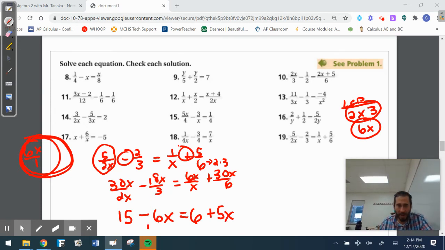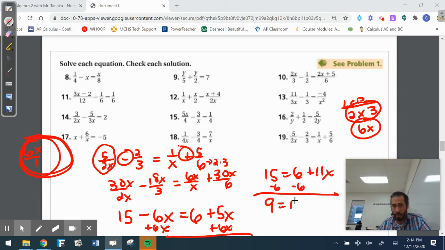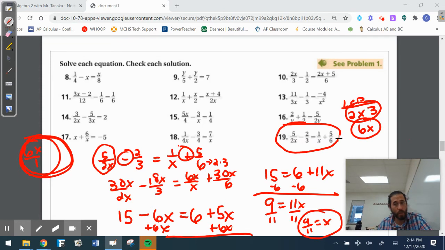Since there's not an x squared, I'm just going to add this 6x over here. And if I do that, I get 15 equals 6 plus 11x minus 6 minus 6. I get 9 equals 11x. Divide by 11, and I get a final answer of 9 over 11 is equal to x. And guess what? Will that work? Let's check. The only thing that wouldn't work right here, or my only restriction, is x can't be 0, because 0 would make the bottom 0. So 9 over 11 is good to go.